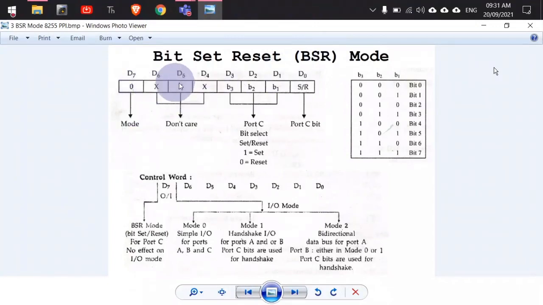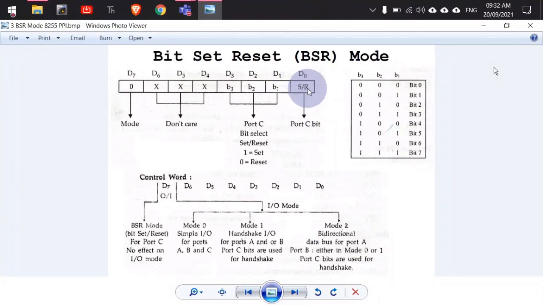And the 3 bits after that are don't care, so they do not have any meaning in this particular format. And after that, the 3 bits, B1, B2, and B3, or in other words, D1, D2, and D3. Out of these 3 bits, you can make 8 combinations. These 8 combinations will refer to bit number 0, 1, 2, and so on up till bit number 8. So whatever bit you want to change, you put its address there in binary, and whether you want to set it or reset it, accordingly you have to put a 1 or 0.